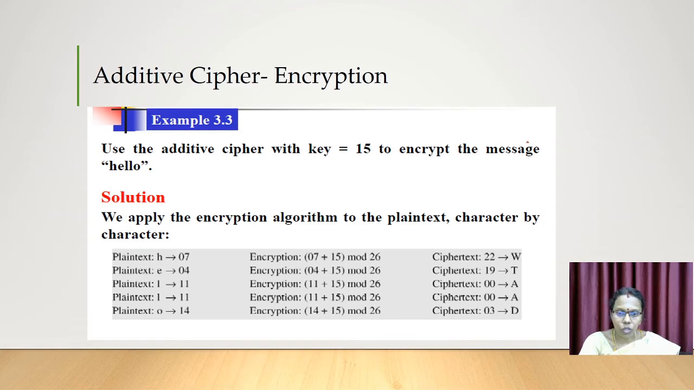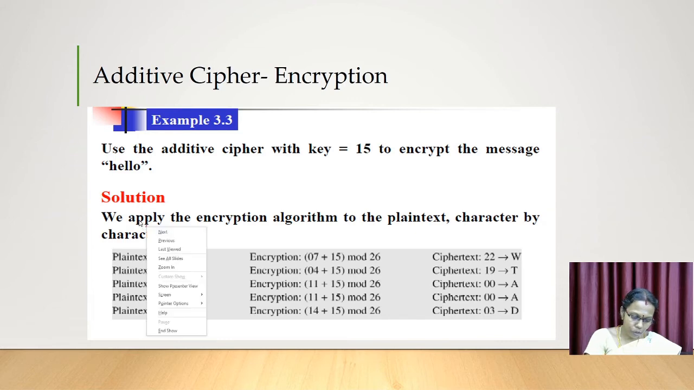The result is 22. In the case of E, we get 19. In the case of L, we get 26, so 26 mod 26 gives the remainder 0, so the ciphertext is A. Similarly for O, 14 plus 15 is 29, and the remainder is 3. So we get the corresponding letters. Encrypting HELLO, we get WTAAD.